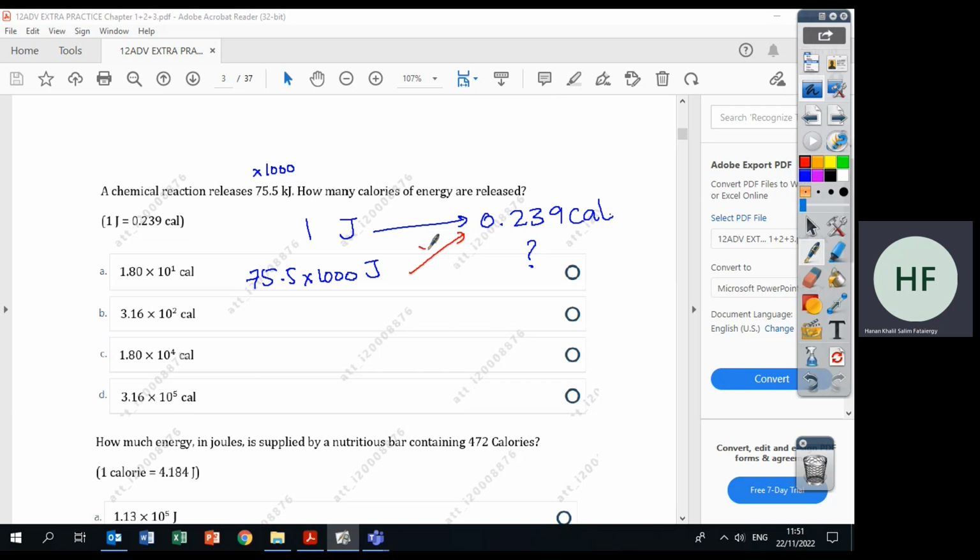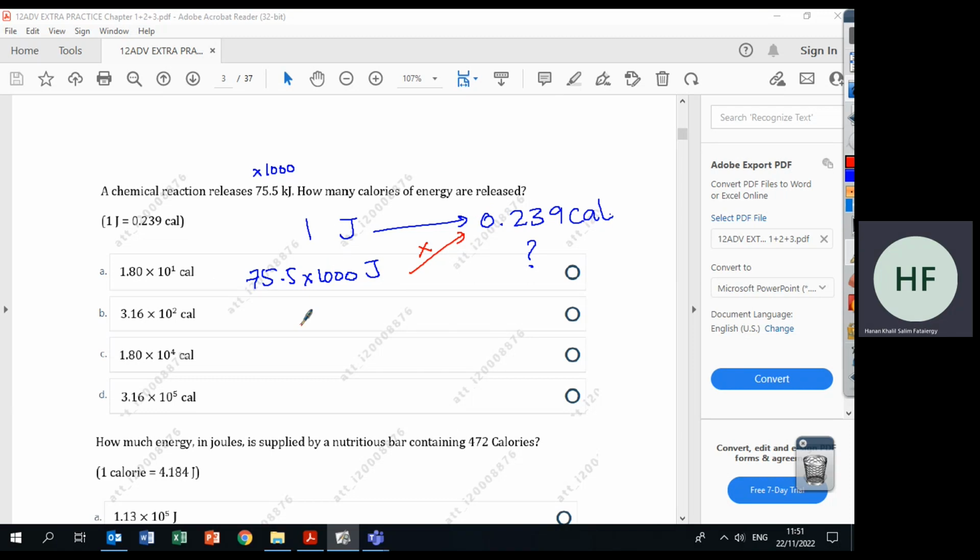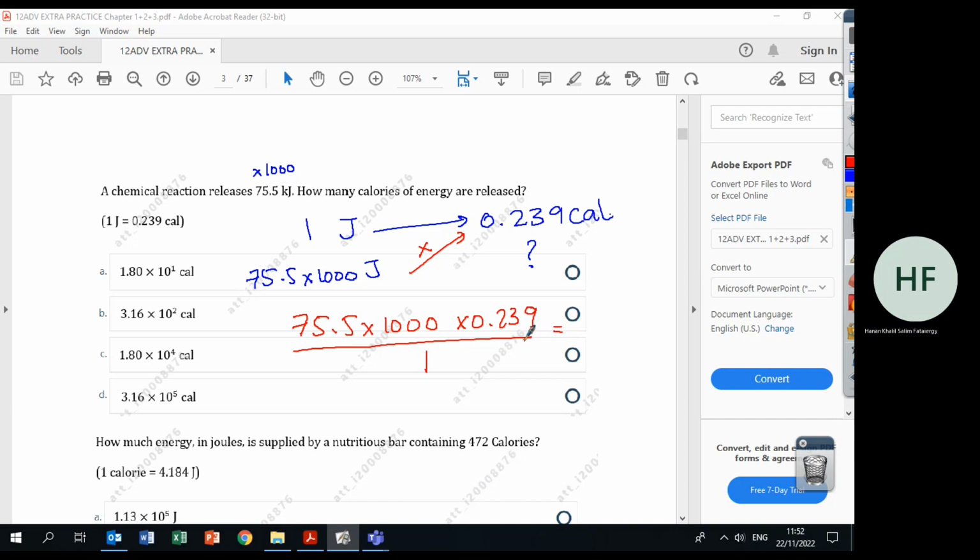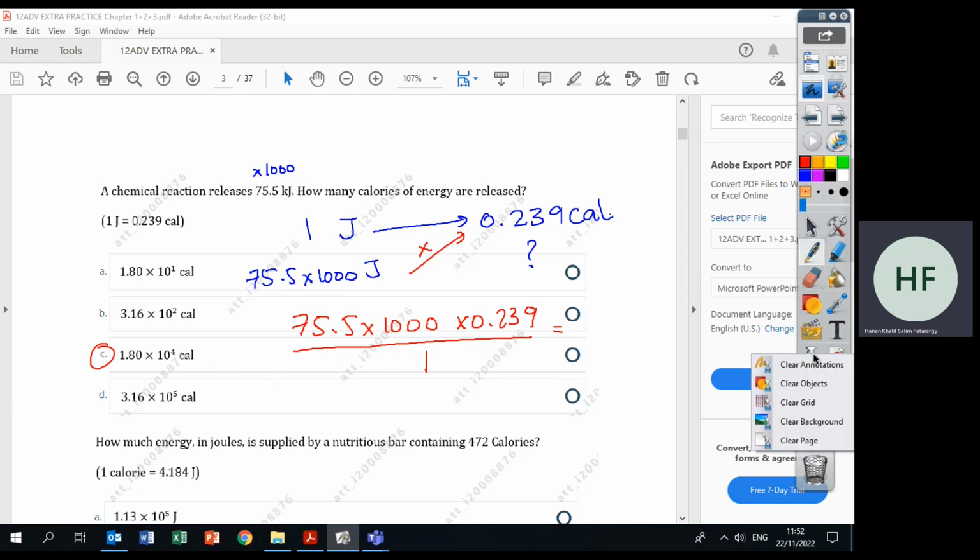Now what I will do, I will cross multiply this one times this one divided by 1. So it will be 75.5 times 1000 times 0.239 divided by 1, and you will find the final answer. I think it will be C if I'm not mistaken. Okay. Yes, the answer is C. Okay, now try by yourselves to solve the next question.